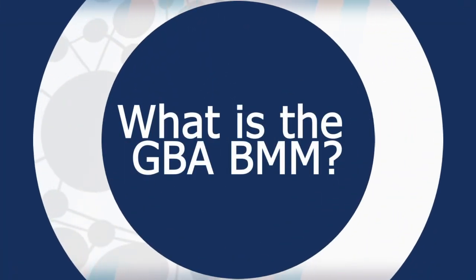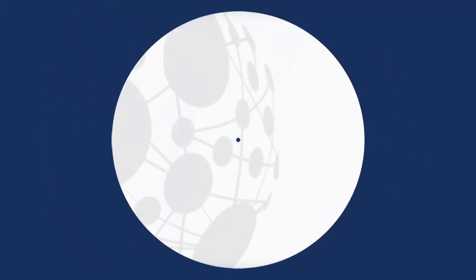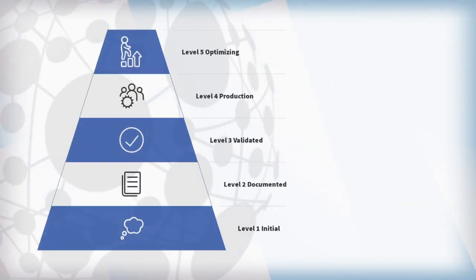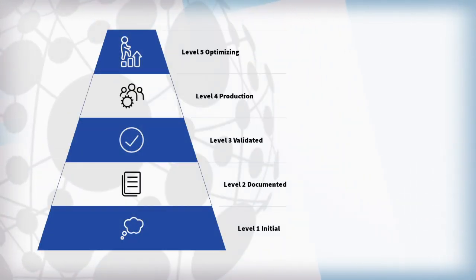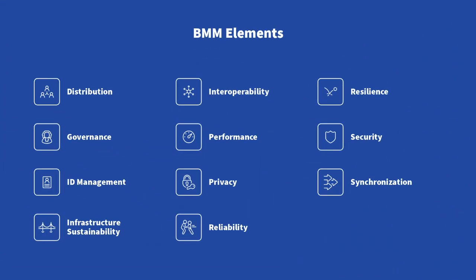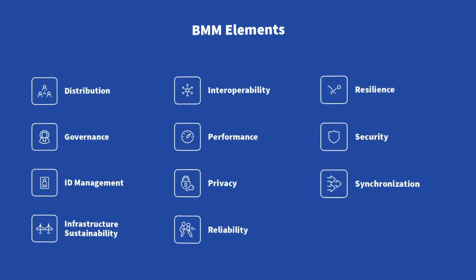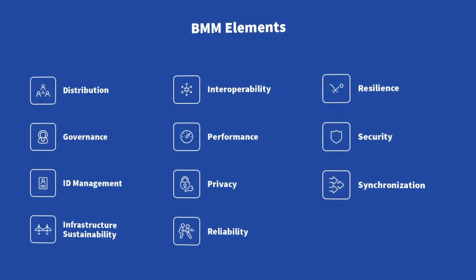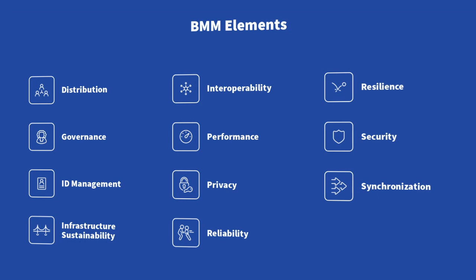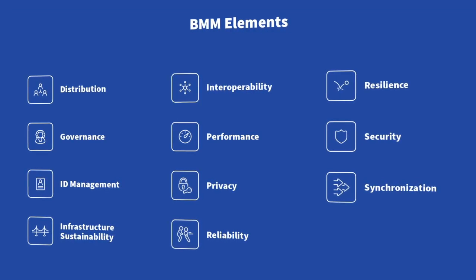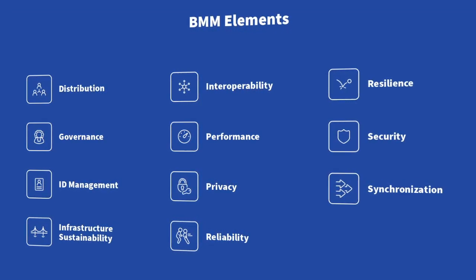So let's talk about what the blockchain maturity model is. The blockchain maturity model consists of 5 levels of maturity, and the scope includes 11 essential elements that must be achieved in each level. That means that starting with a very basic blockchain maturity model, we've identified 11 characteristics that we believe any blockchain solution must have in order to be trusted as a reliable solution.